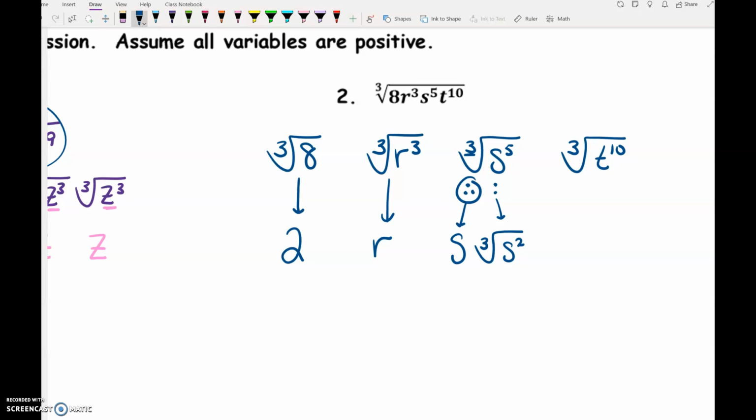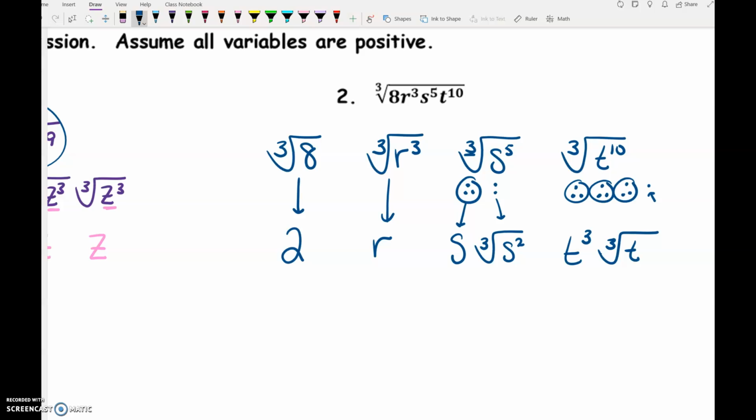Especially helpful when you get to larger numbers like the third root of t to the 10th. 1, 2, 3, 4, 5, 6, 7, 8, 9, 10. I have 3 full groups of 3, so that's t to the third. And then this one little guy is still left inside a third root.